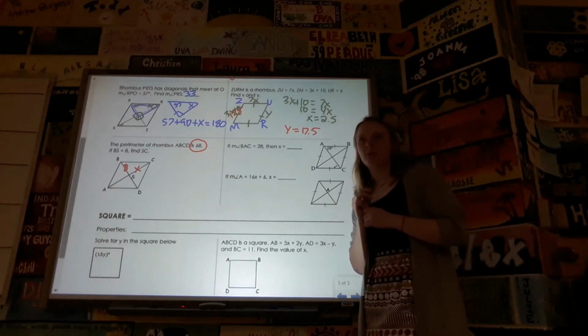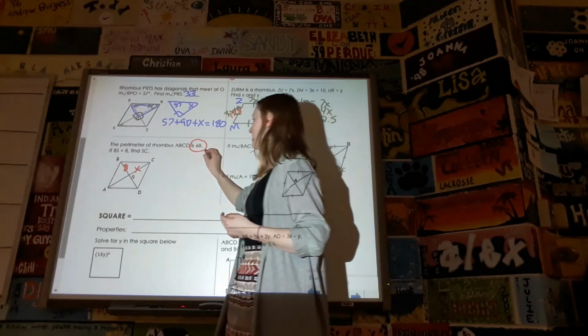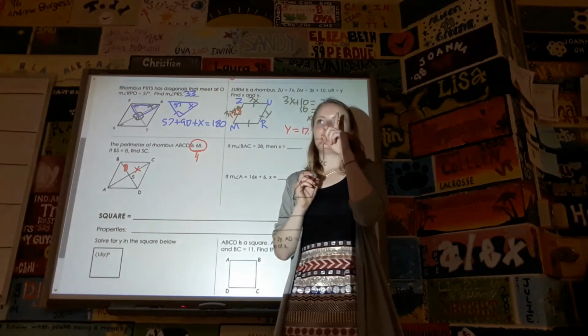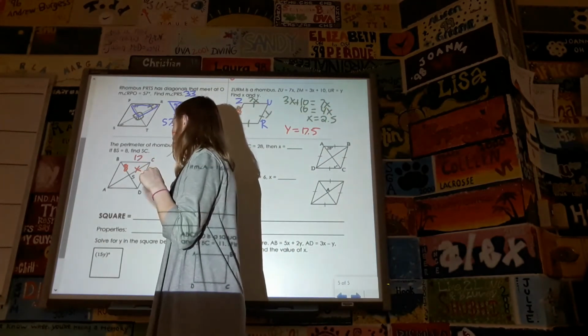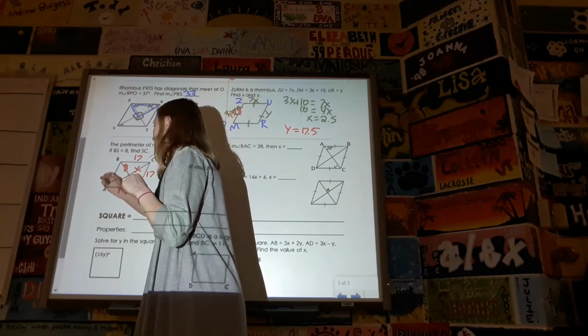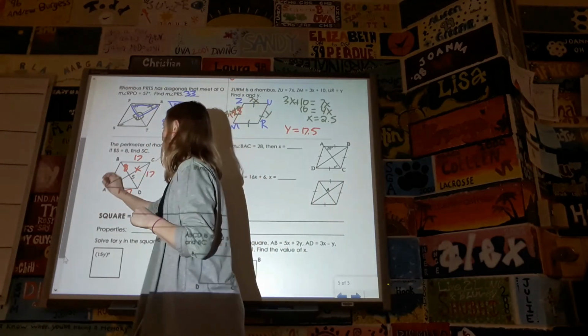Divide by 4. You get 17, because all the sides are the same. Okay, so if I divide this by 4, that would give me one of the sides. 17, then 17, 17, 17. That's right.